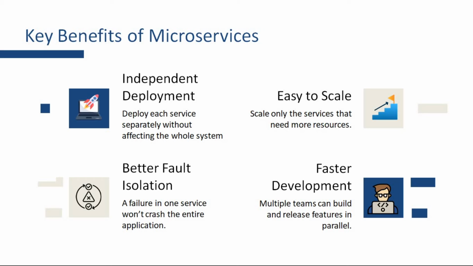And fourth, faster development. With microservices, multiple teams can work on different services at the same time. This accelerates development and allows quicker delivery of new features. Teams can also choose the tech stack that suits them best. For example, one service might be built using Java with Spring Boot, while another could use Python or Node.js. This flexibility makes development not only faster but smarter.